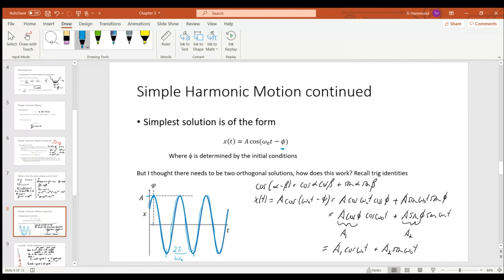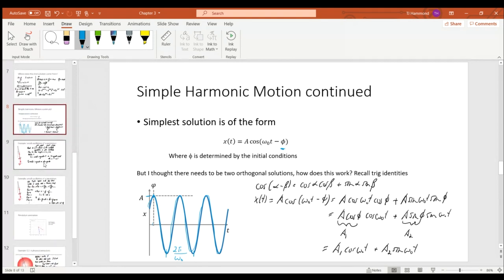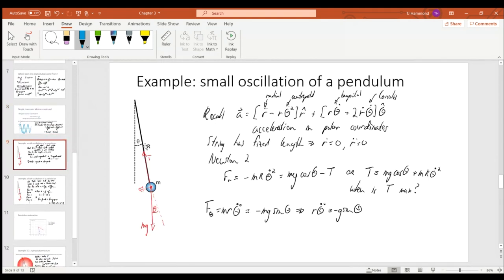And of course, you can set your phi to whatever you want. So these things are completely separable and independent of one another. And so you get a1 cos omega naught t plus a2 sine omega naught t. And so that actually gives you two orthogonal solutions, since cosine and sine are completely orthogonal to one another.